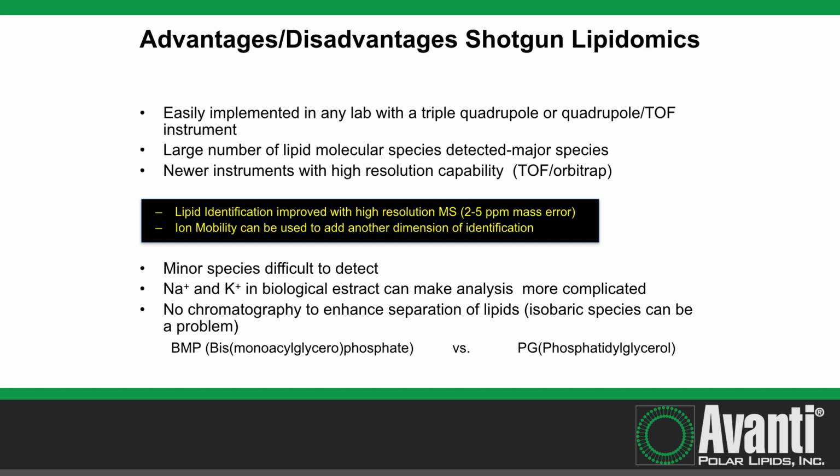And so isobaric lipids can be a real problem. An example I would give is the BMP lipids, which are bis(monoacylglycero)phosphate lipids, versus the phosphatidylglycerol lipids. They're totally isobaric. They differ by positions of the acyl group location on the two glycerol atoms. And so by shotgun lipidomics, it's virtually impossible to identify them separately. So one has to say it's either BMP or phosphatidylglycerol.